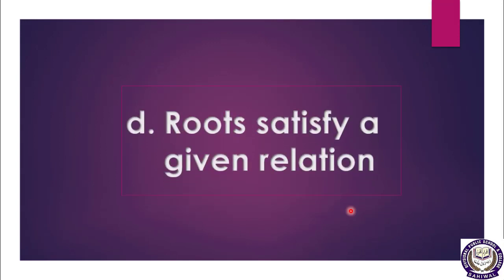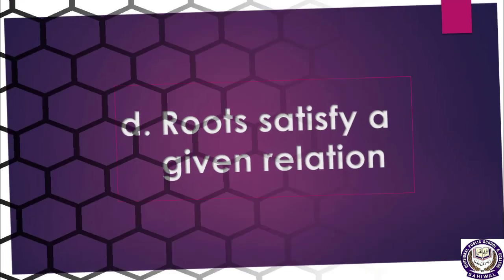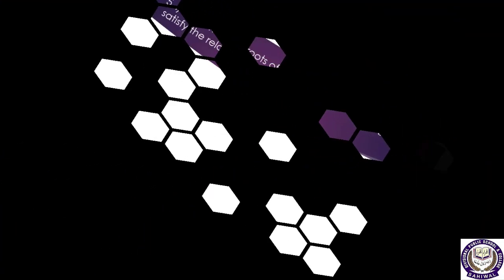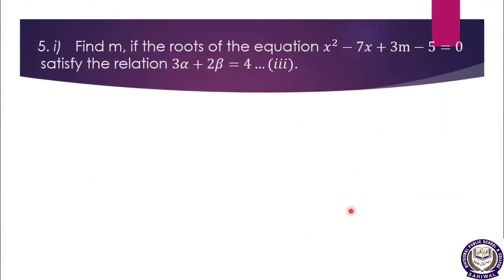The fourth case is when roots satisfy a given relation. This can also be explained with the help of a question. We have to find the value of m if the roots of the equation x square minus 7x plus 3m minus 5 equal to 0 satisfy the relation 3 times alpha plus 2 times beta is equal to 4.